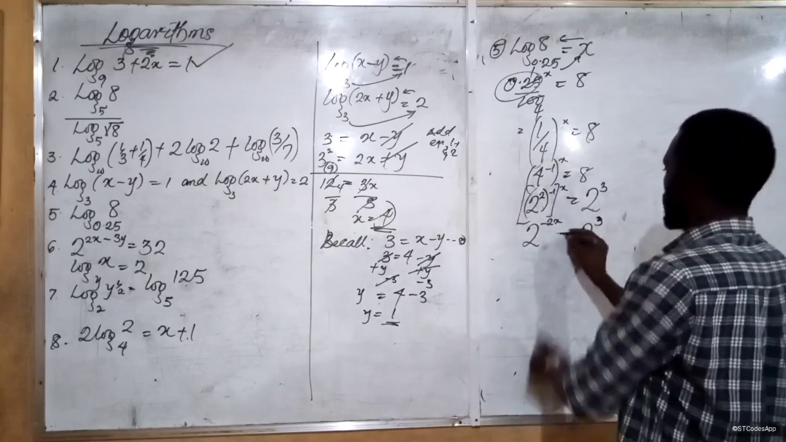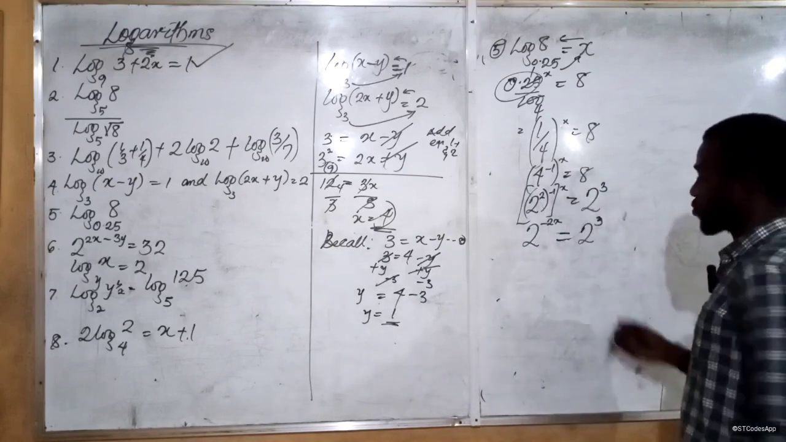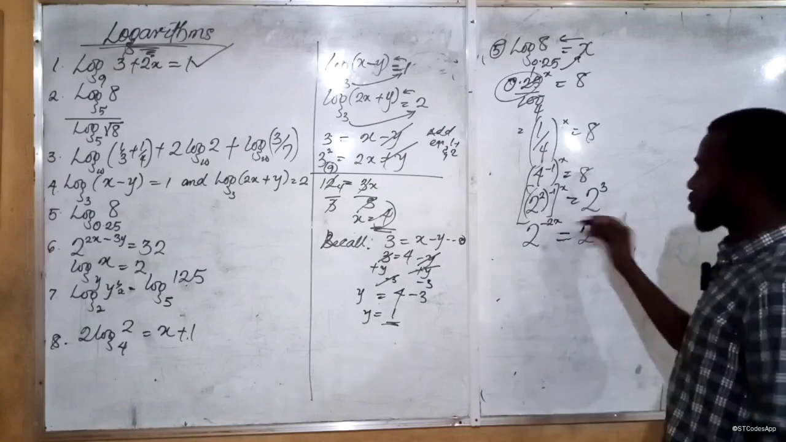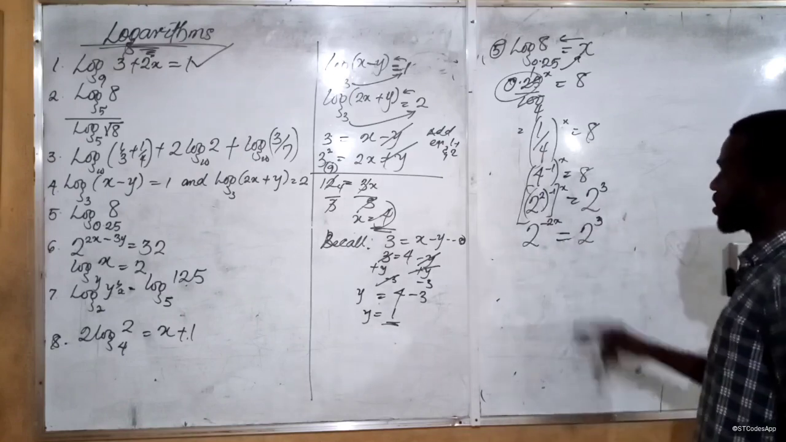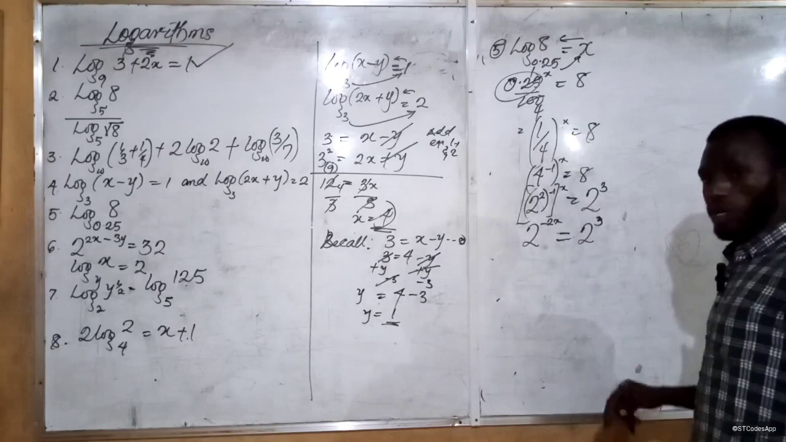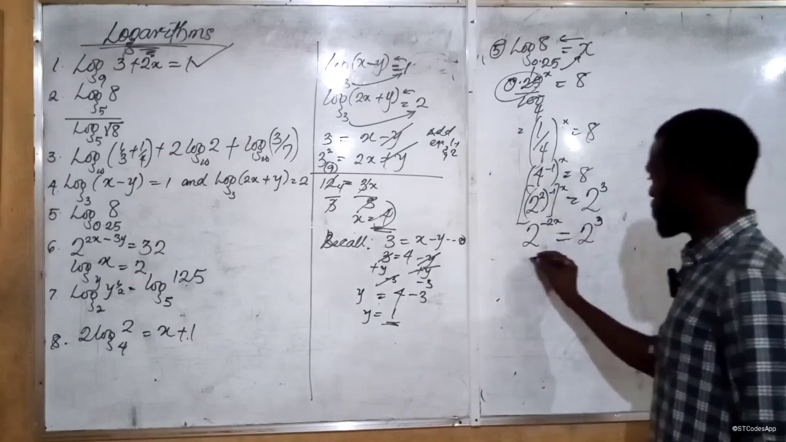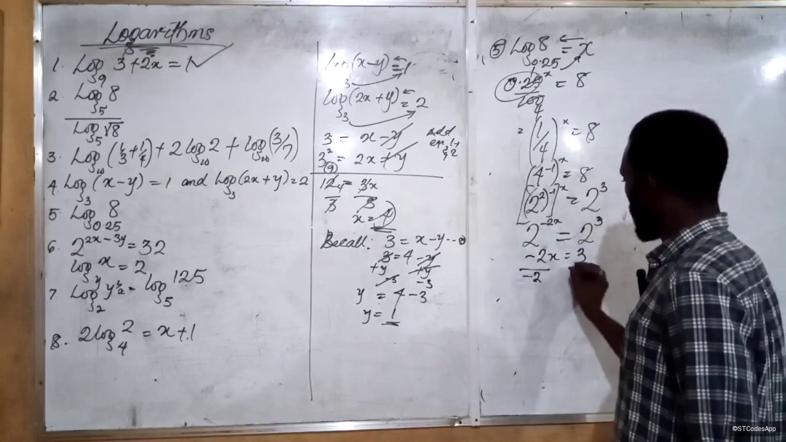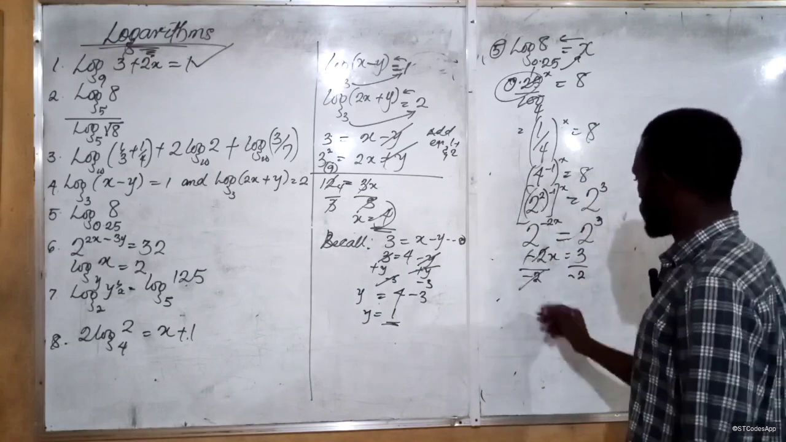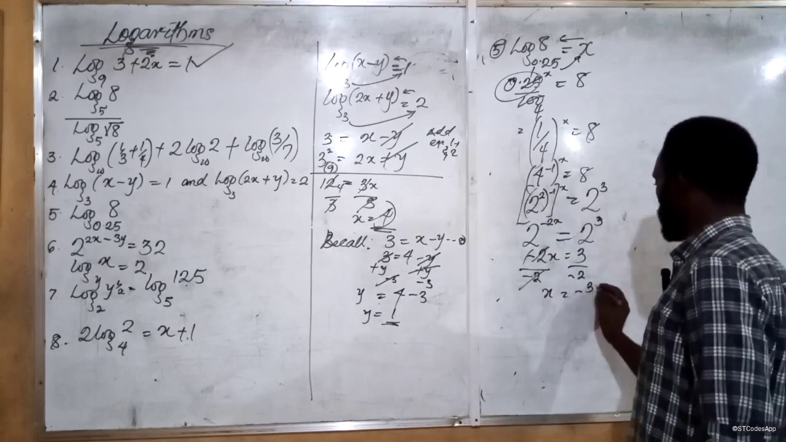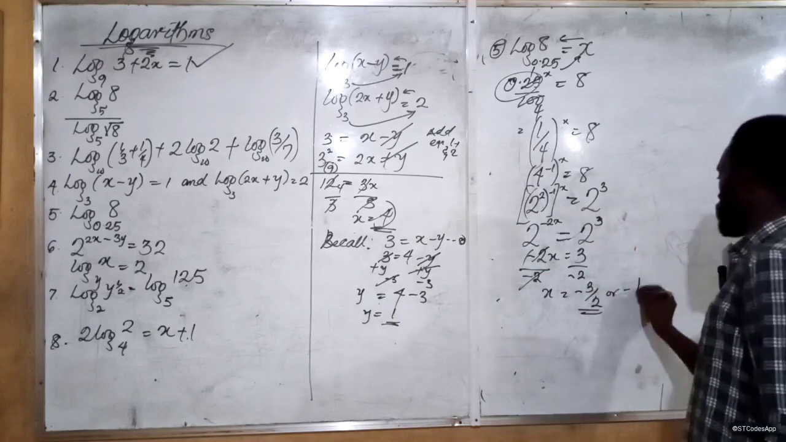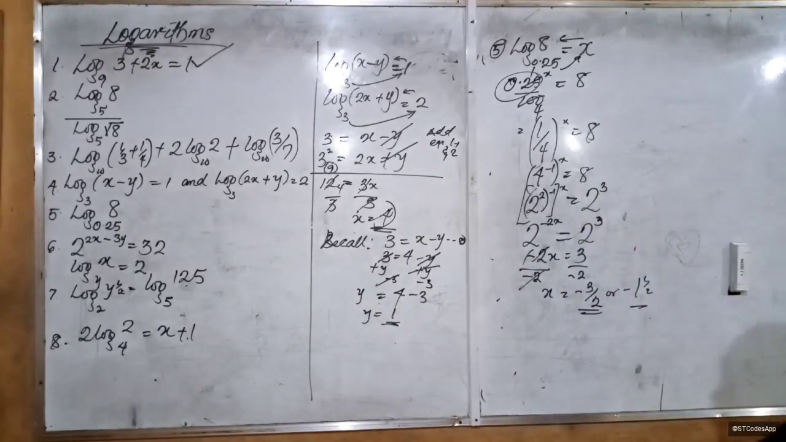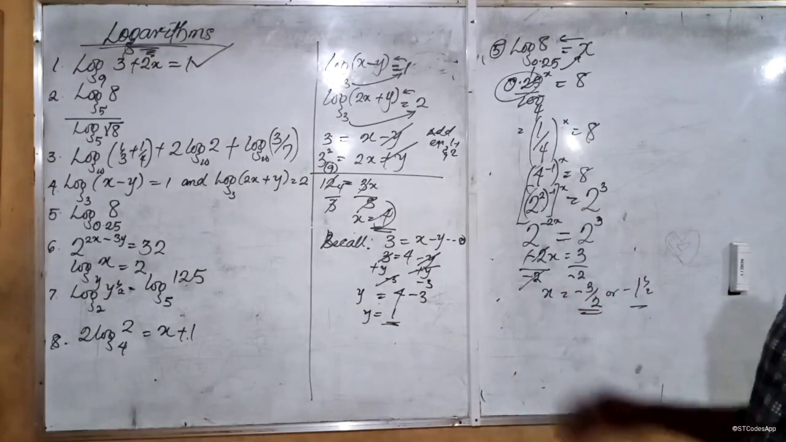Alright, so don't go on to cutting it. I've told you that this thing, you don't cut. These things don't cut each other. What you say is, since these bases are the same, then the powers must be the same. Minus 2x is equal to 3. So you divide both sides by minus 2, so that x will now be equal to minus 3 over 2. That is our answer, or minus 1 and 1 over 2. Is that clear? Good.